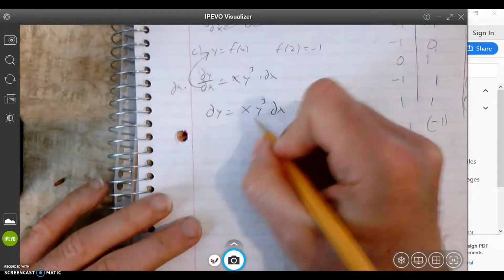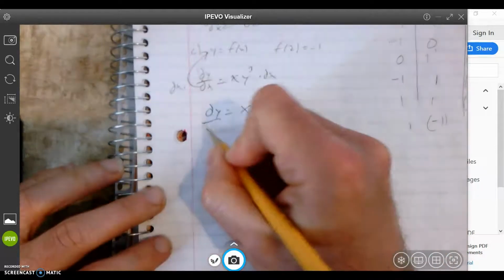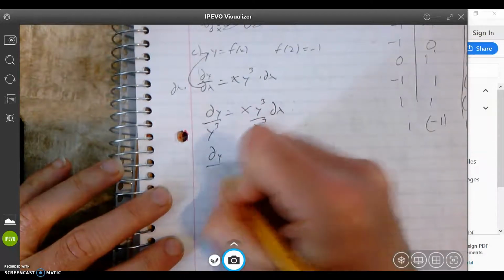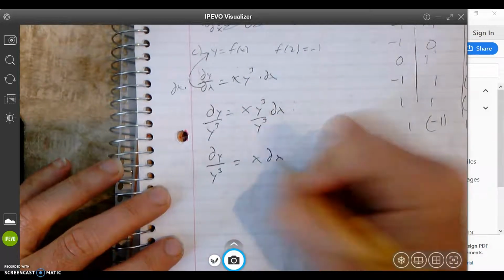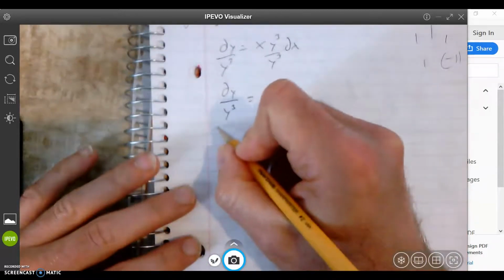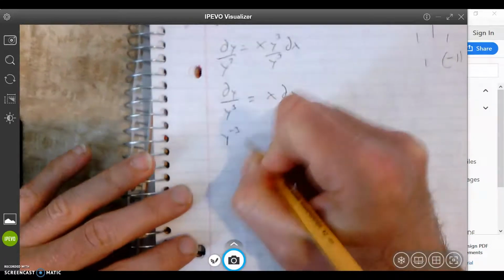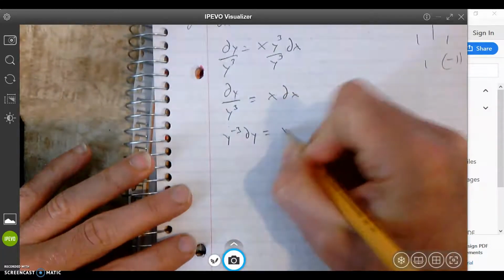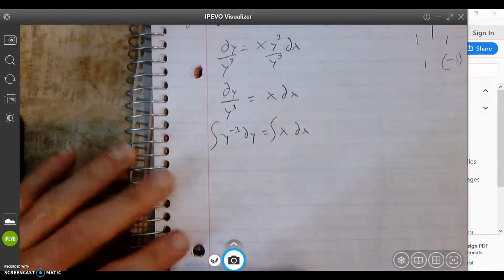Now I'm going to get the wise guys over there. Get the wise guys. So dy over y to the third equals x dx. So I separated, that's generally a point. So now I'm going to write this as y to the -3rd, dy equals x dx. And that's going to help me find my integral.